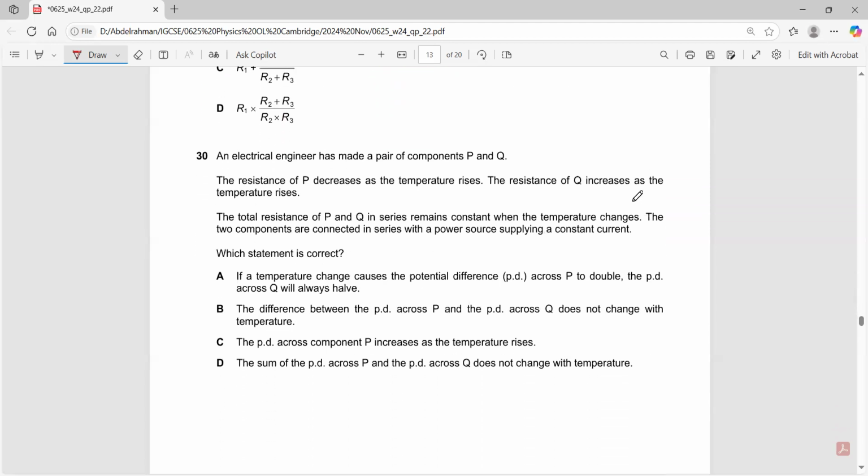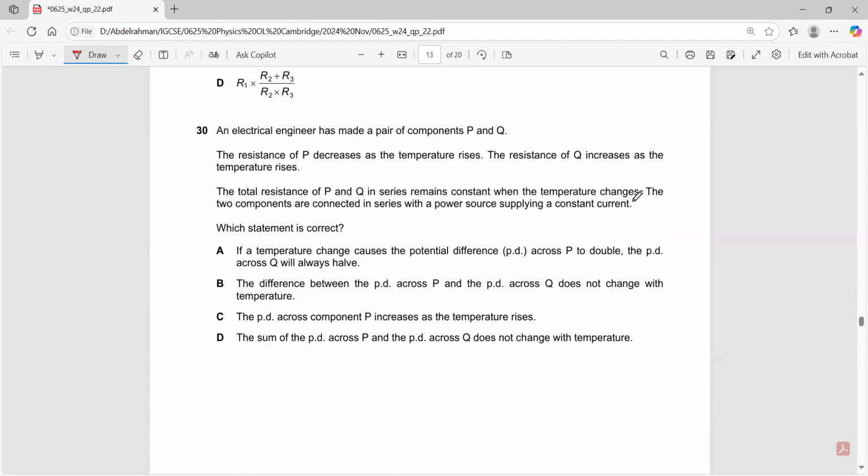An electrical engineer has made a pair of components P and Q. The resistance of P decreases as temperature increases. Maybe it's a thermistor. The resistance of Q increases as temperature rises. Maybe it's a resistance wire, for example. The total resistance of P and Q in series remains constant when the temperature changes. When you add them together, the total resistance remains constant. The two components are connected in series with a power source.